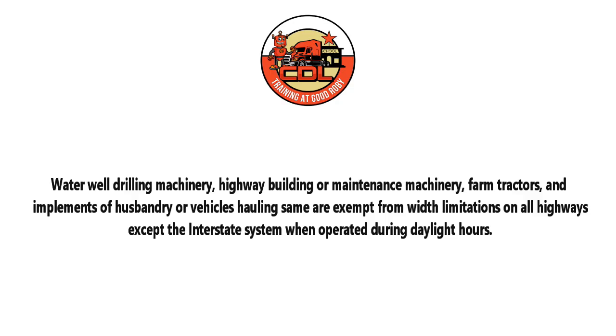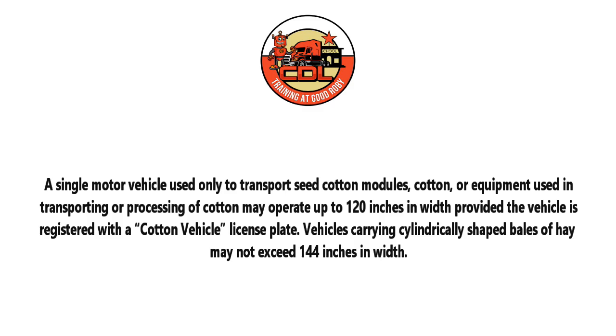Water well drilling machinery, highway building or maintenance machinery, farm tractors, and implements of husbandry or vehicles hauling same are exempt from width limitations on all highways, except the interstate system, when operated during daylight hours. A single motor vehicle used only to transport seed cotton modules, cotton, or equipment used in transporting or processing of cotton may operate up to 120 inches in width provided the vehicle is registered with a cotton vehicle license plate. Vehicles carrying cylindrically shaped bales of hay may not exceed 144 inches in width.